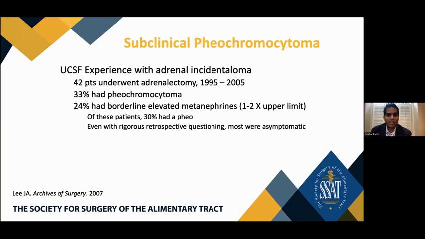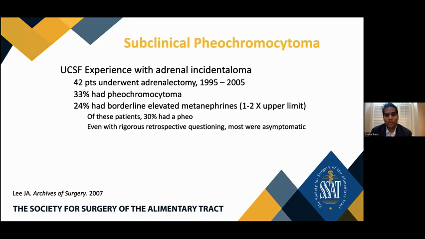And it's interesting because he looked at the adrenalectomies over 1995 to 2005, and they had 33% pheos. But what I really wanted to look at is what to do with these borderline elevated metanephrines. So it's 1 to 2 times the upper limit of normal, and of those patients, 30% had a pheo. And they're all asymptomatic, right? So even when you go back and you ask the questions and you screen, we're not getting symptoms.